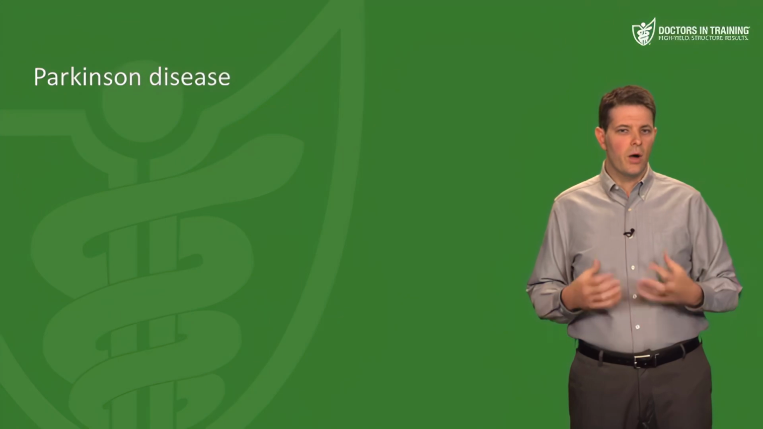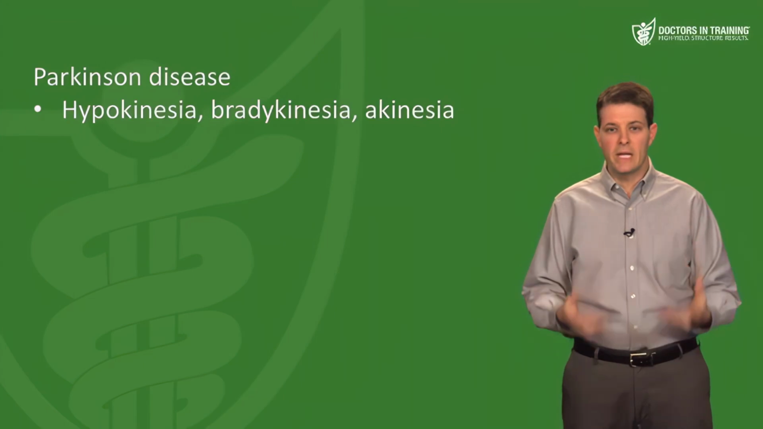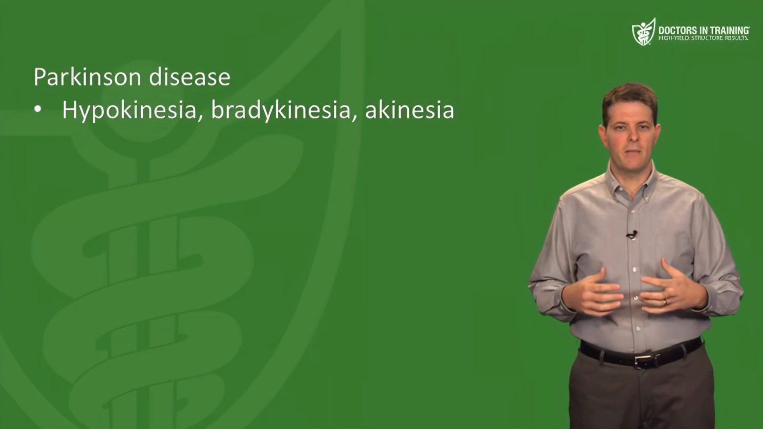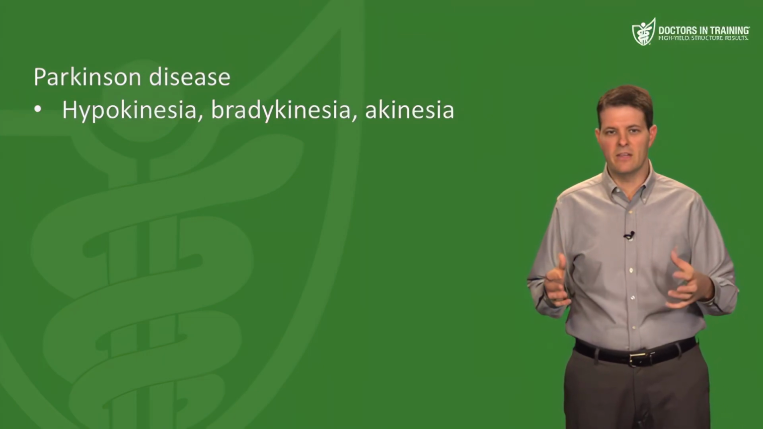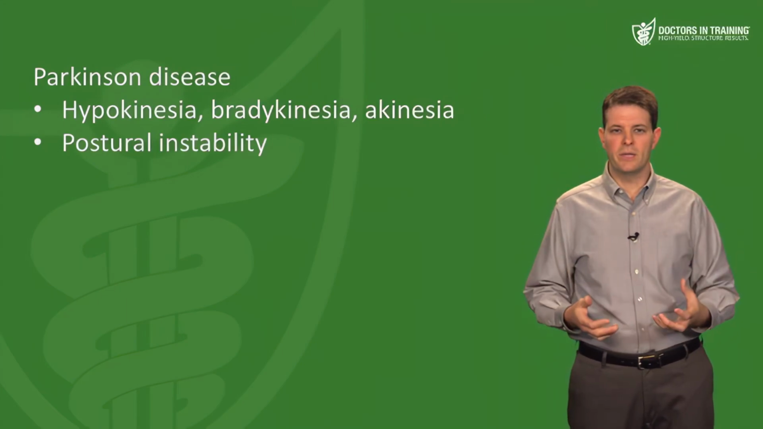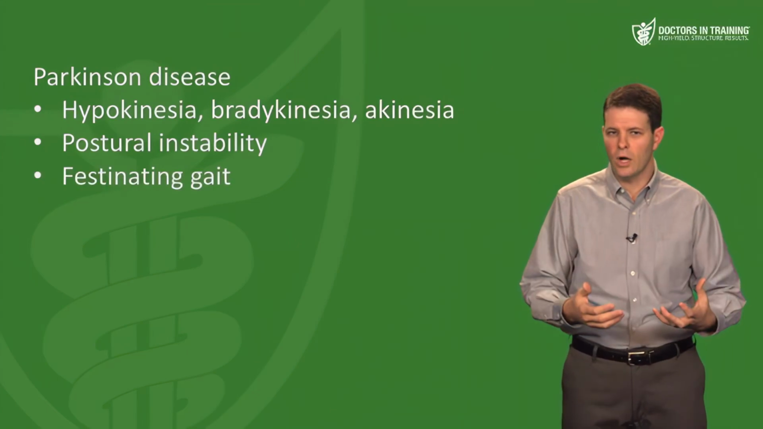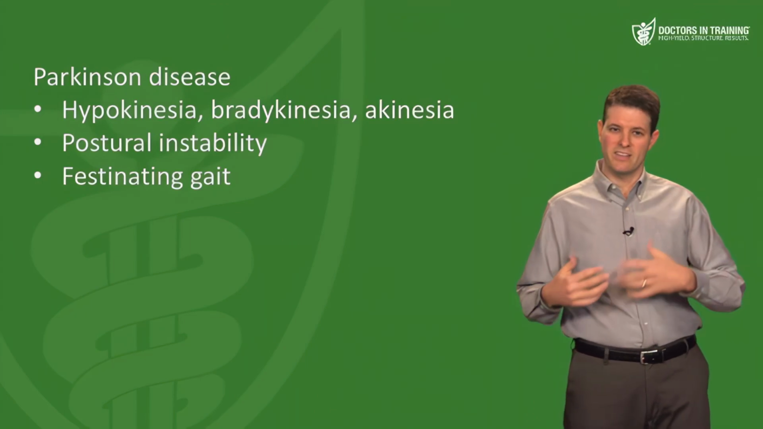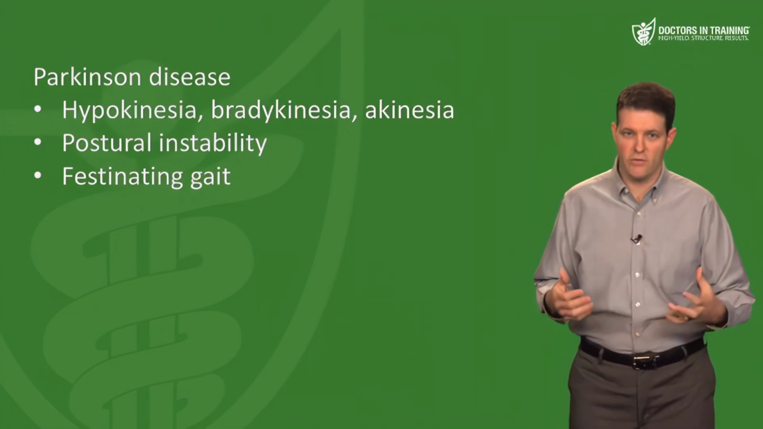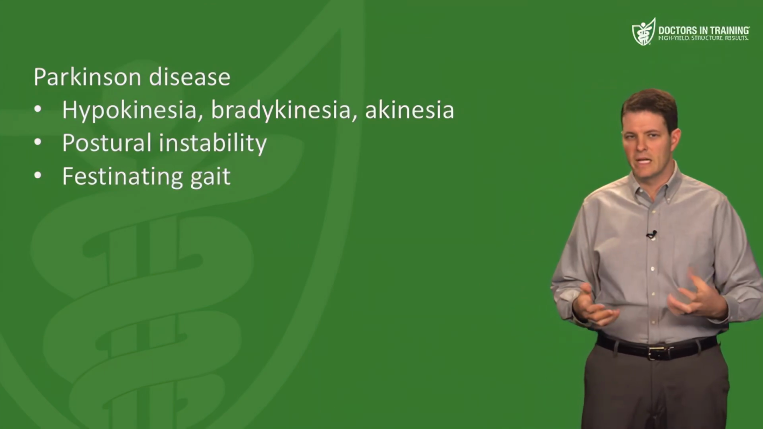Now clinically, Parkinson's disease causes a paucity of movement, a lack of movement, hypokinesia, bradykinesia, or even akinesia. If these patients can't initiate movement, they can't make small adjustments to maintain their balance, they can have postural instability. And this combination of bradykinesia and postural instability can lead to something called a festinating gait, where these patients have trouble initiating walking. And once they actually do initiate walking, once they start going, they have trouble stopping themselves, and they're kind of falling forward. And they're kind of shuffling their feet to keep upright, to keep themselves from falling forward. We call that festination, or a festinating gait.